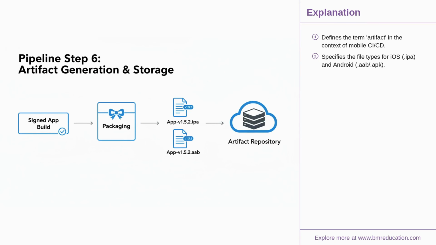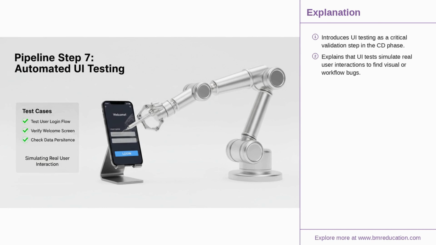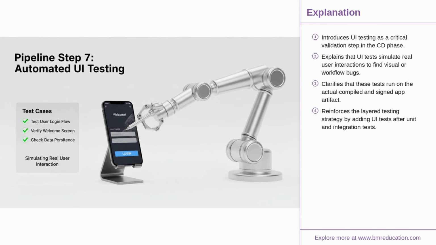Once built and signed, the final, distributable files are generated. These are called artifacts. For iOS, this is the .ipa file, and for Android, it's an .aab or .apk file. The pipeline versions these artifacts, e.g. app v1.5.2-build 345, and stores them in a secure repository, creating a permanent record of every successful build. With a signed artifact ready, we can now perform tests that were impossible before, like UI tests.